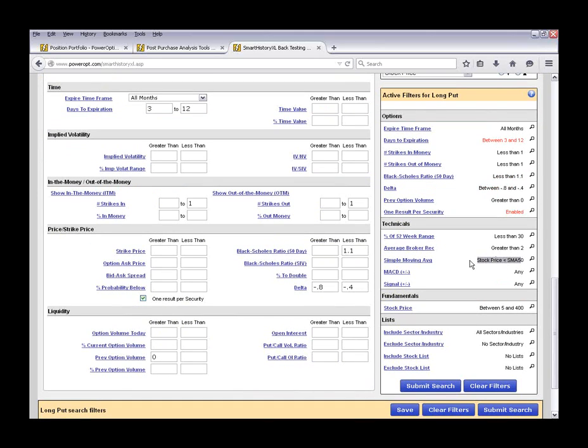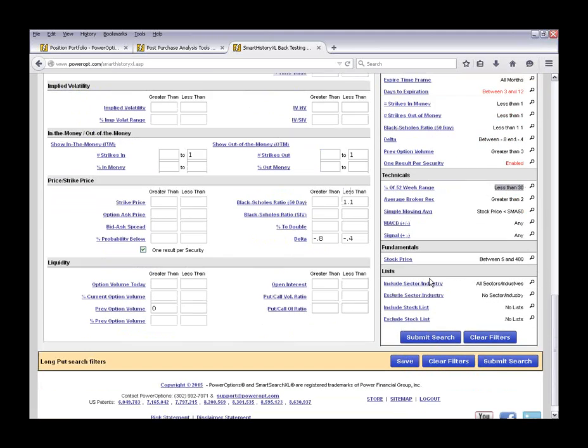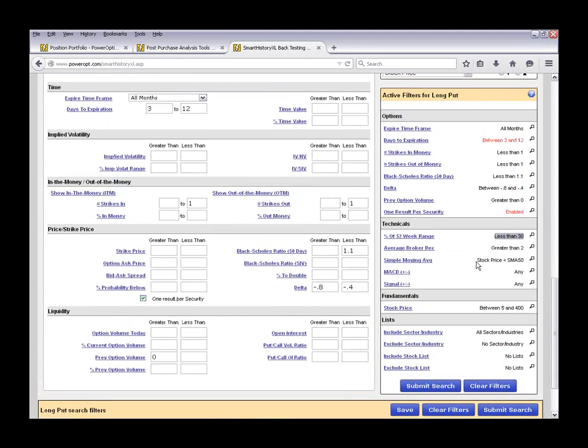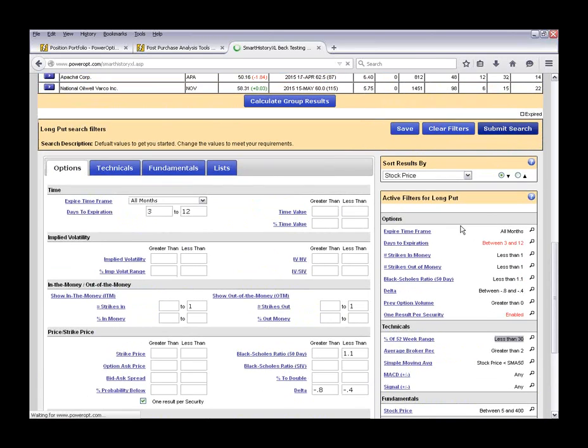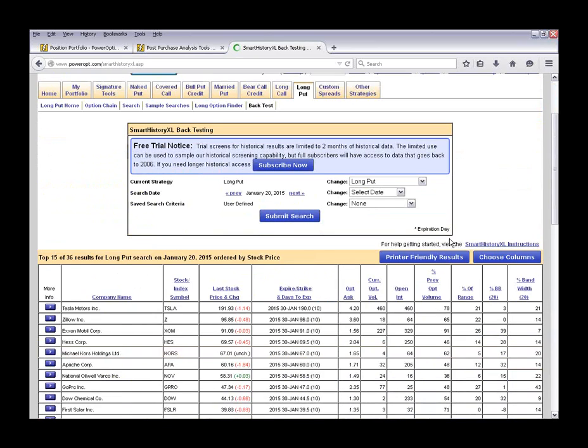Okay. Looking for stocks trading below their 50-day moving average. Not a good broker recommendation. Stocks that are down into the lower 30th percentile of their 52-week range. So we're looking for some bearish fundamentals on this particular screen. Let's run our search for January 20th again.